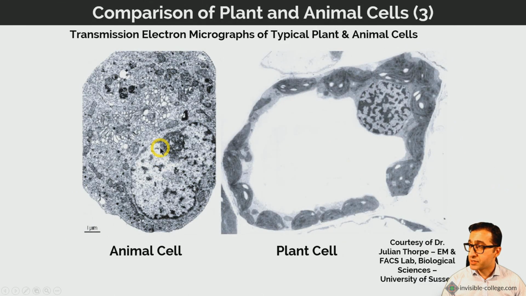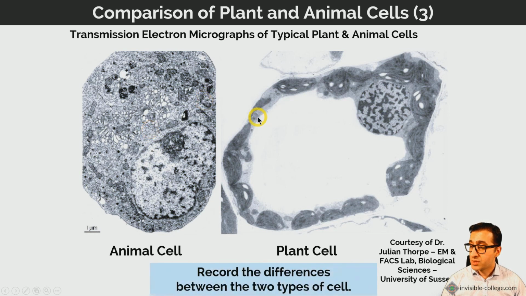And here we can see a comparison between the transmission electron micrographs of two typical eukaryotic cells. On the left-hand side here we have the animal cell, on the right-hand side we have the plant cell here. So you may want to pause here and see if you can spot the specific differences that we've referred to before.